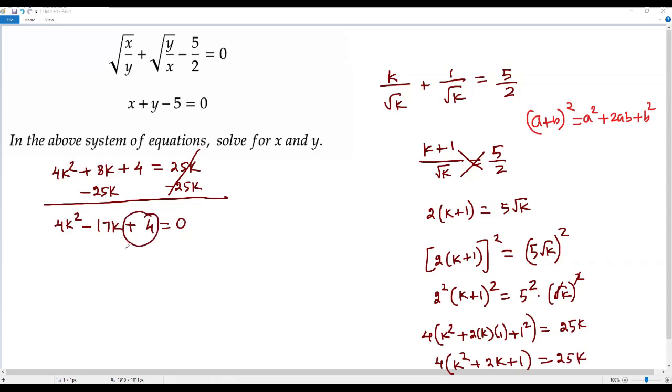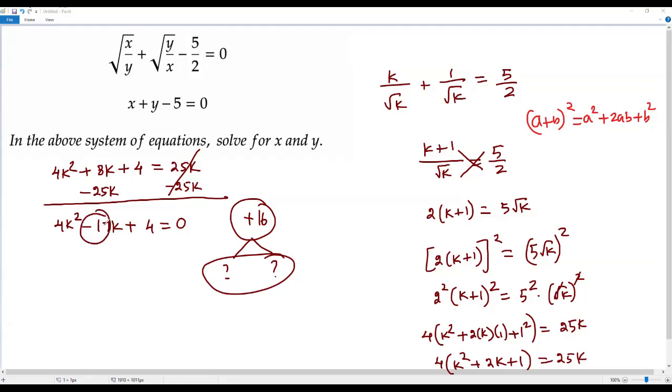For that, we have to multiply the constant term positive 4 by the coefficient of k square, 4. When I multiply positive 4 by 4, I'm getting positive 16. Now I have to get two factors so that the product of the two factors equals positive 16 and the sum of the two factors equals the coefficient of k, that is negative 17. I think negative 16 and negative 1 will work. When I multiply negative 16 and negative 1, I'm getting positive 16. When I add them, I'm getting negative 17, which is the coefficient of k.